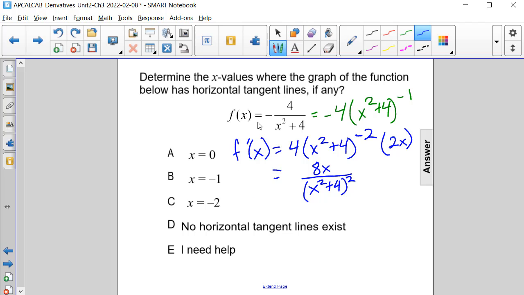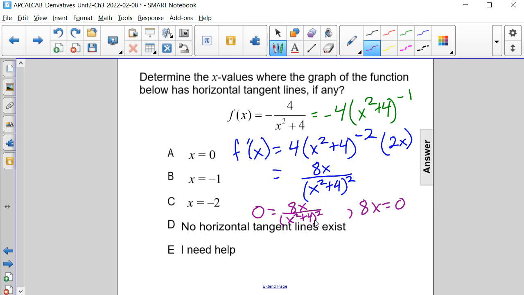And in order to have horizontal tangent lines, the slope or the derivative at the x values must be equal to 0. So we can set f prime of x equal to 0, 8x divided by x squared plus 4 raised to the second power. And then we're only going to get a value of 0 or critical numbers when the numerator is equal to 0.